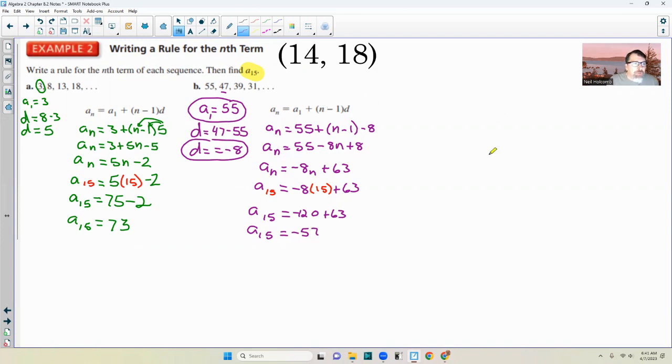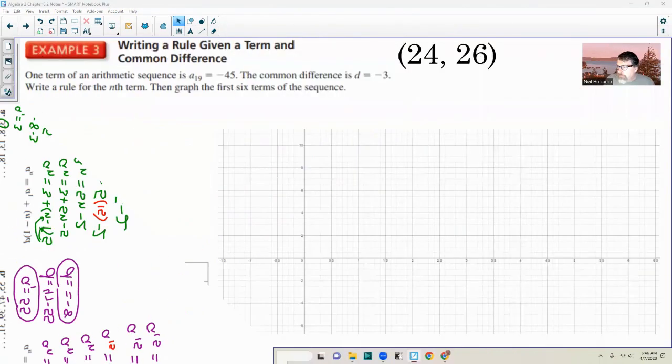Okay, so that is how you write a rule and find an nth term of a sequence. Now you should be able to do problem numbers 14 and 18 in the exercises.